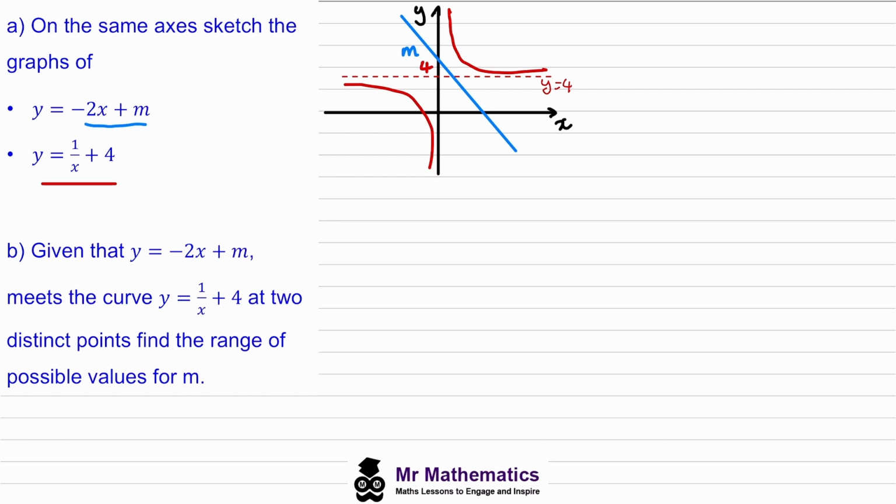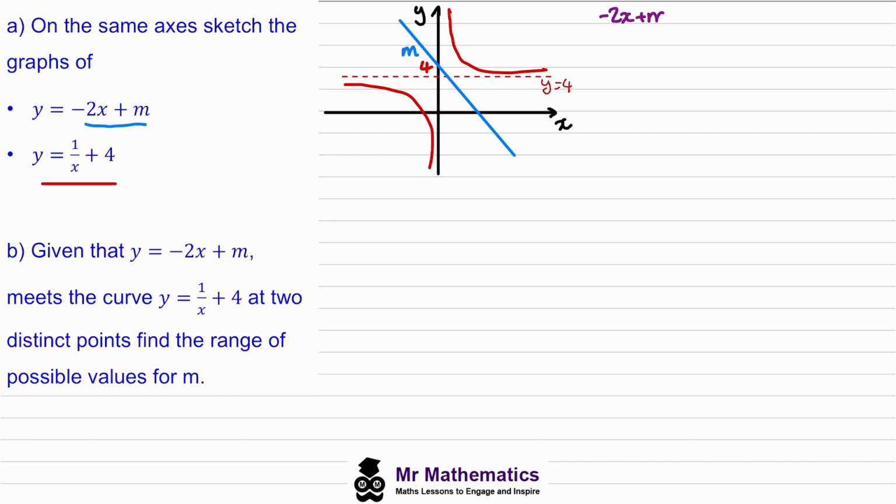So for part B, we're given that the line and the curve intersect at two distinct points. So this means that the line cannot be where it currently is because it doesn't intersect the curve. So this means we're trying to find the intercept where the line is beyond this point or below this point. It can't be equal to both points at this point or here, because then it's a tangent and it only cuts the curve once.